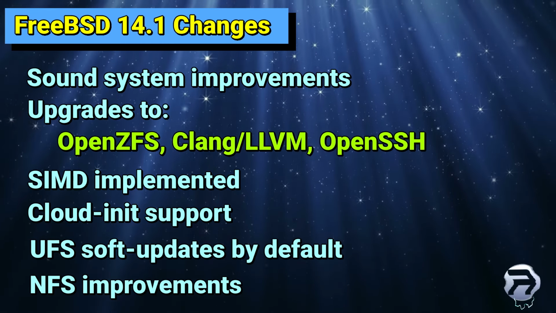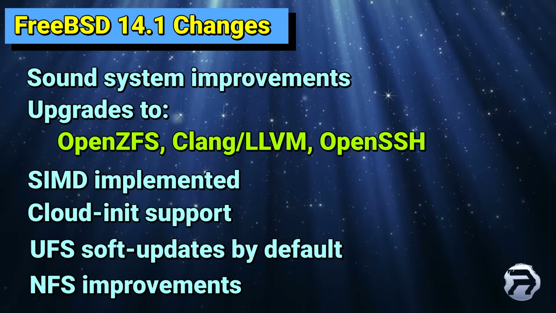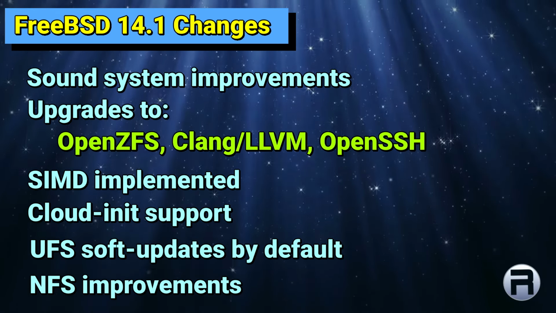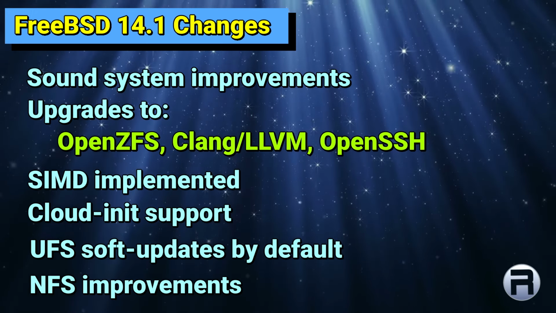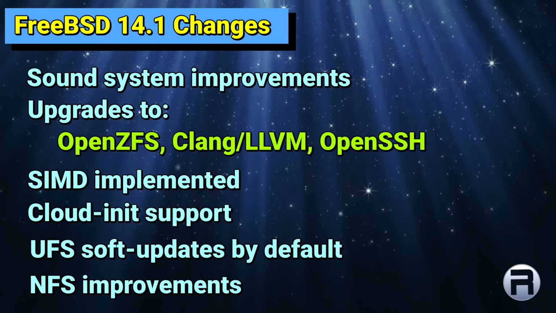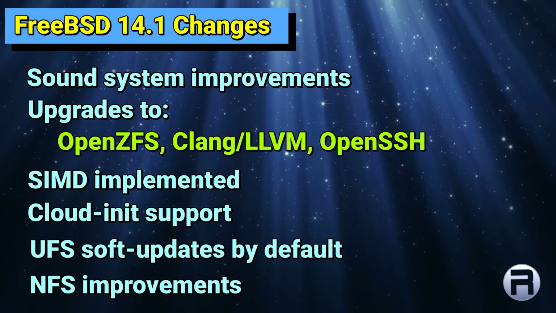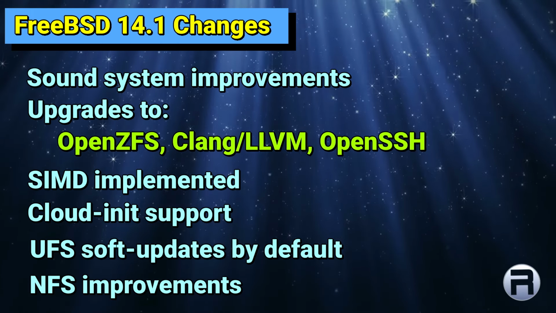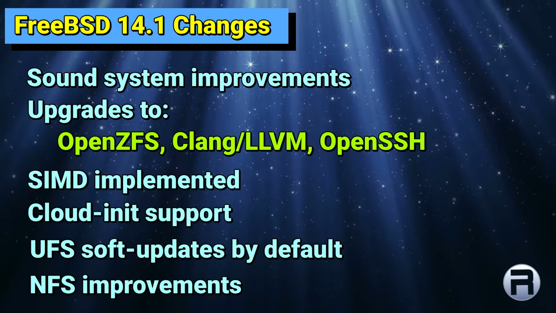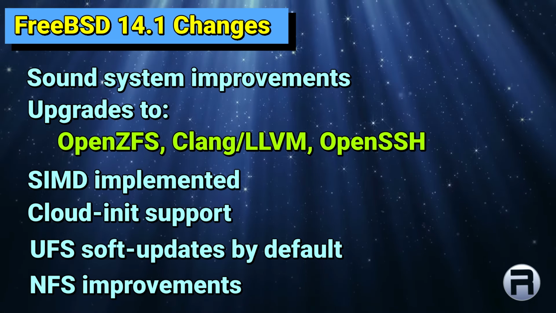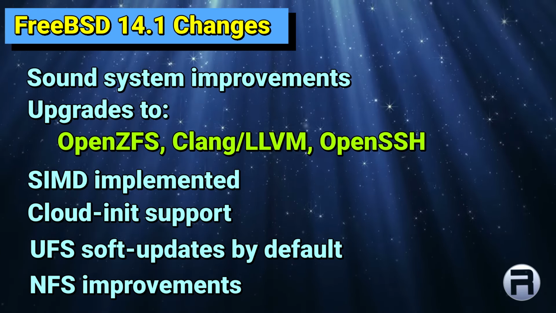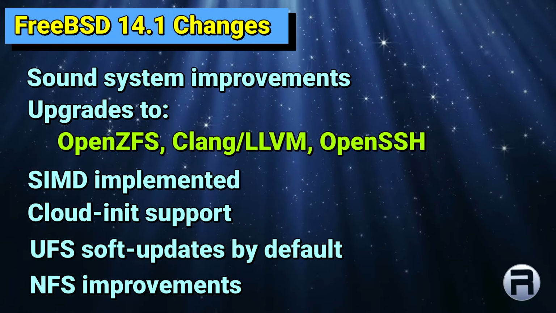Right before we get on with the download and installation, we'll have a look at just some of the changes. Here are just some of the highlights. There's been an improvement to the sound subsystem, upgrades to OpenZFS, Clang, LLVM and OpenSSH. SIMD has been implemented, Cloud Init support has been added, UFS soft updates by default, and there have been some NFS improvements. More details on these changes can be found on the FreeBSD changes website.